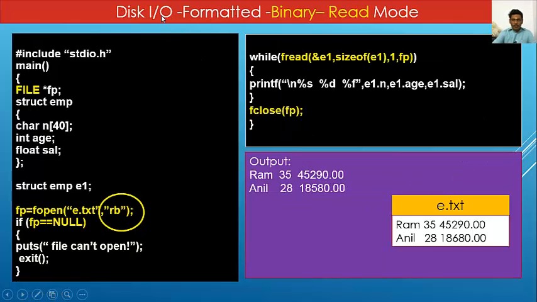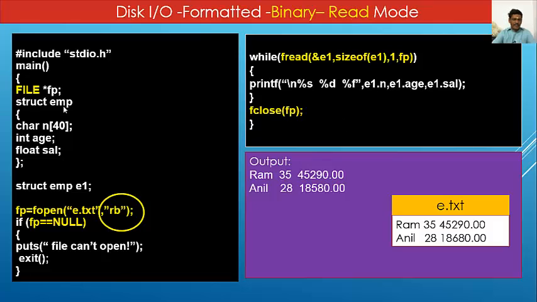Through this program, we read the data from the binary file, that is, formatted binary read mode. In the previous program, we read different types of data from the user through the keyboard, then stored it into the binary file. In this program, we read the same data from the same file e.txt, then display it on the screen.